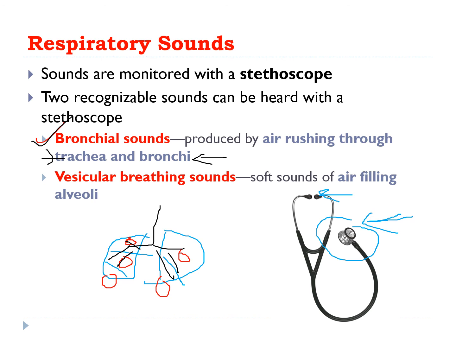The other sounds they're listening for are called vesicular breathing sounds. This is where they try to listen to see if the air is filling the alveoli normally. Remember, those are the little grapes at the end of the alveolar ducts, right? If there's damage to the alveoli, they'll hear crunching. Okay, it sounds like chewing on chips or stomping on grapes.